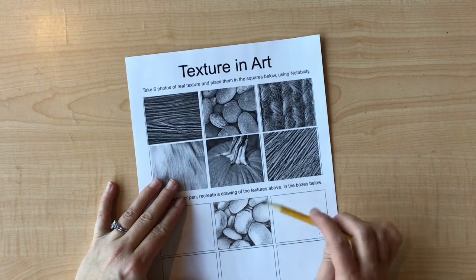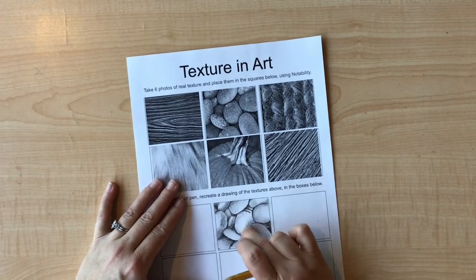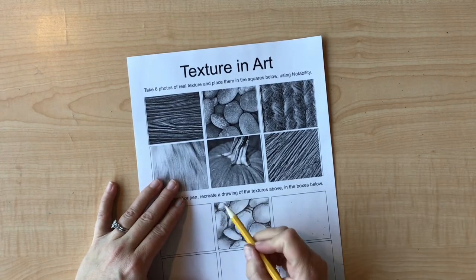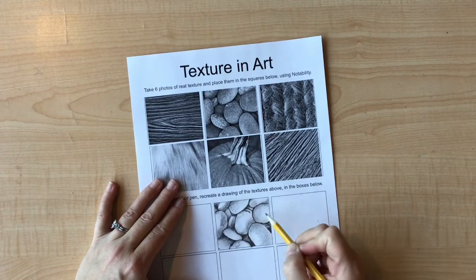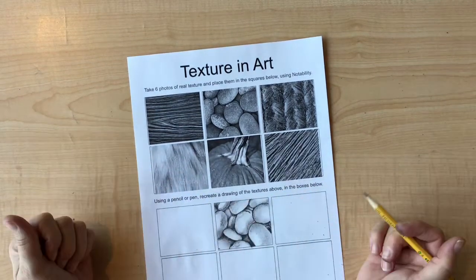So you can see where I've gone in and I've added all of the shading in here. I also went through and you can blend that a little bit with your finger. I was still careful to leave those white highlights on some of my rocks where there's no graphite at all to really make it look like they are more rounded.